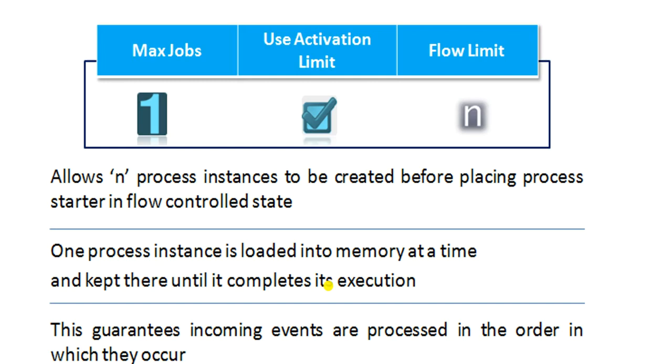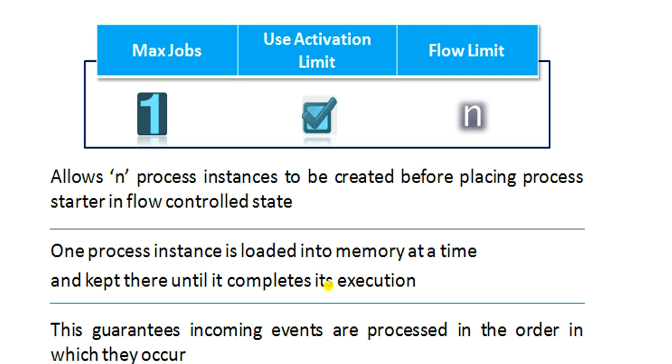But in ideal scenarios, or in real production scenarios, we can specify a different value for max job and flow limit instead of specifying only one for max job. In most cases, it is recommended to use a flow limit double the value of the max job. For example, if you have flow limit specified as 20, then specify max job as 10, so that 20 process instances can be created and 10 of them can reside in memory.